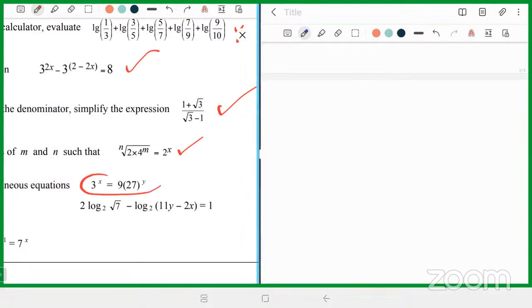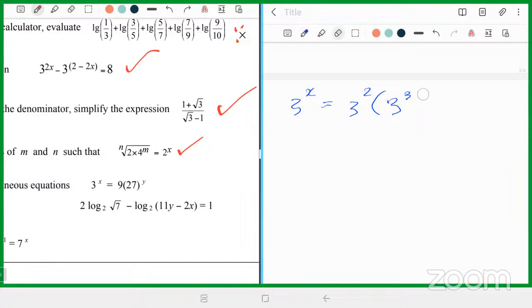So this one first, we're going to get a Cartesian equation out of it. So I'm going to write it as 3 to the x equals 9 squared. Then this 27 is 3 cubed, and the cube times y is 3y. The 9 squared is supposed to be 3 squared. So I get 3 to the 3y.